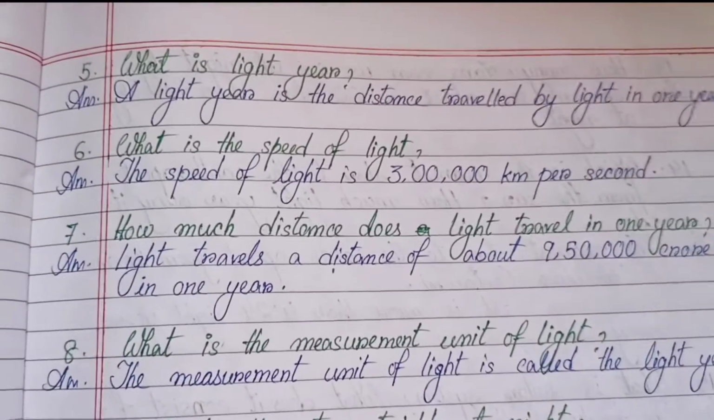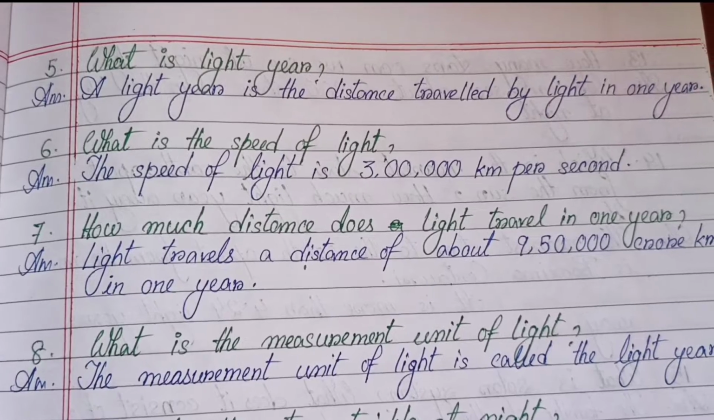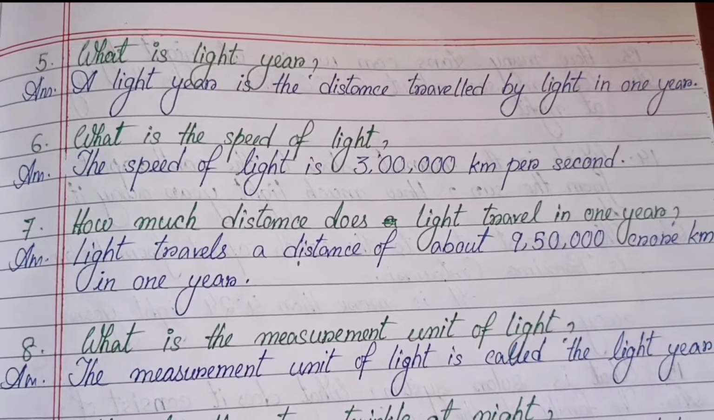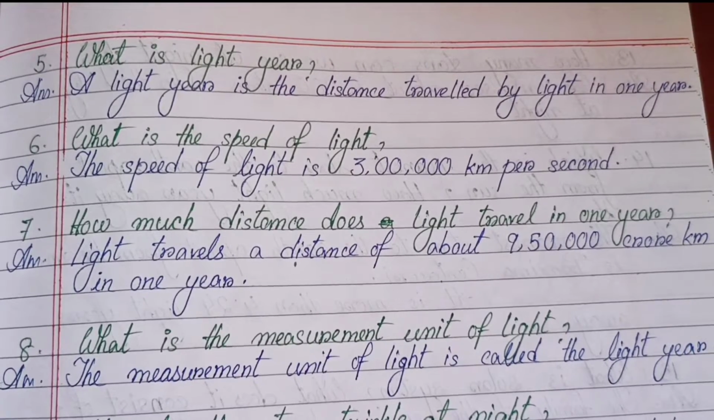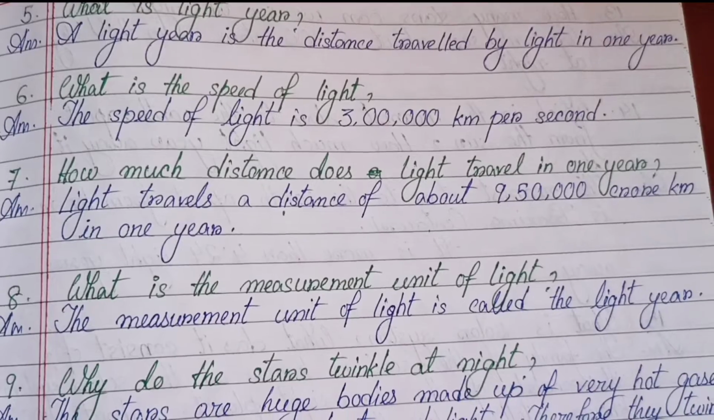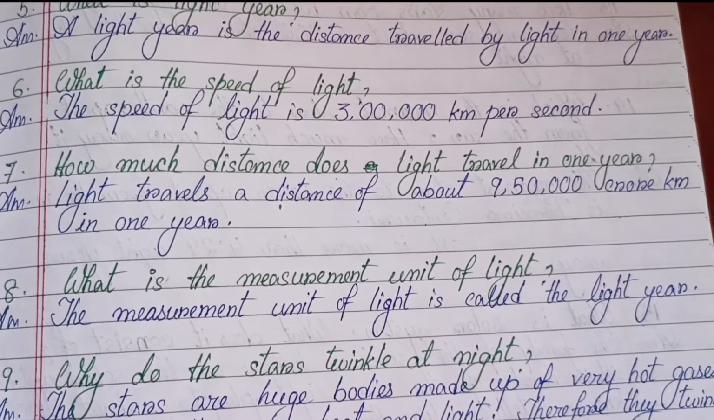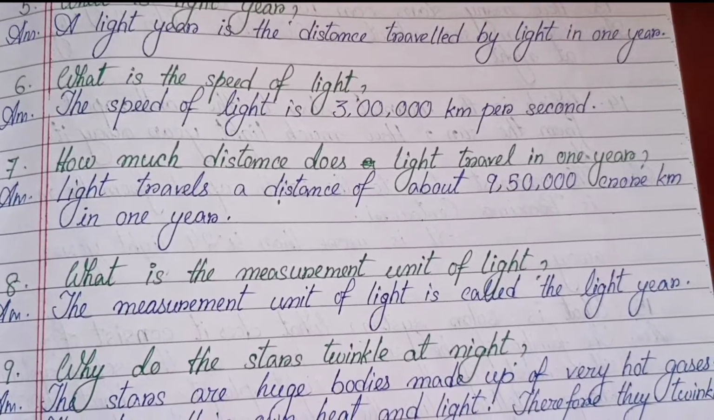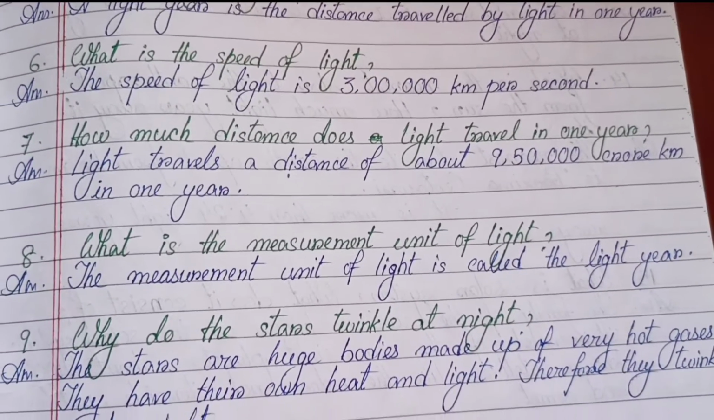Number 5. What is light year? A light year is the distance traveled by light in 1 year. Number 6. What is the speed of light? The speed of light is 3 lakhs kilometer per second. Number 7. How much distance does light travel in 1 year? Light travels a distance of about 9 lakhs 50,000 crore kilometer in 1 year.